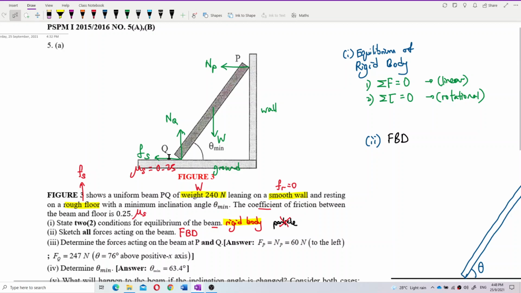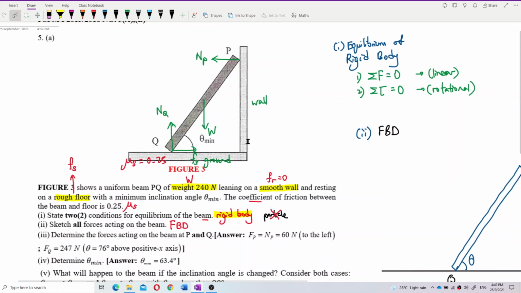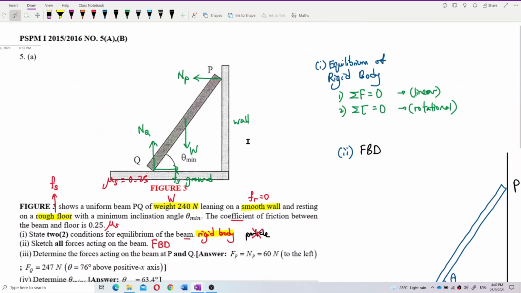So it's not logical that friction goes to the left. Understand? Friction should go to the right. Understand or not? Because this floor tends to slide down. Let me draw for you.